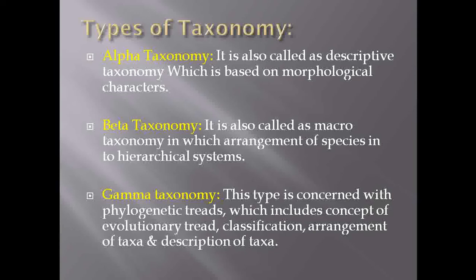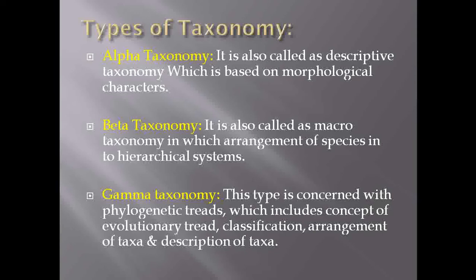So this type of taxonomy deals with the evolutionary characters, or the phylogenetic traits, which include different evolutionary traits, how the classification systems are going to change according to evolution, and how there is a change in arrangement of taxa and the description of taxa.